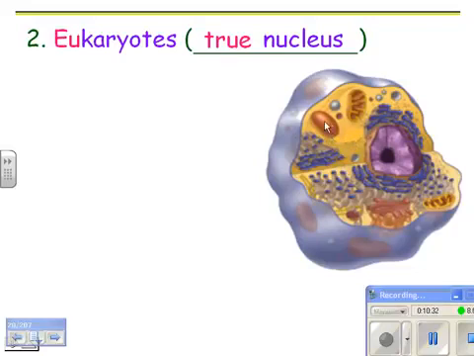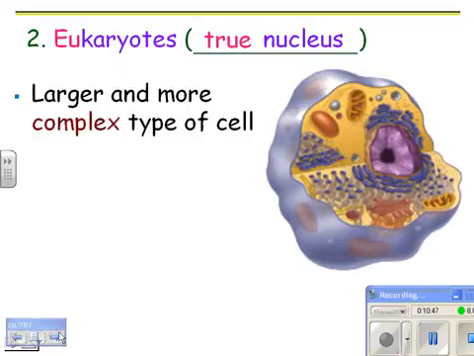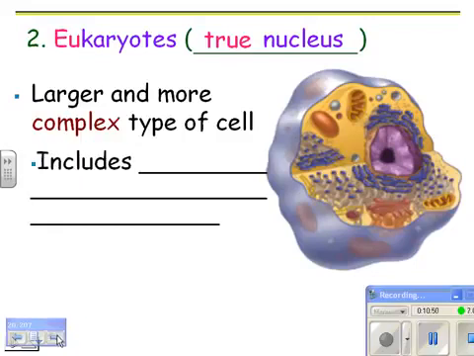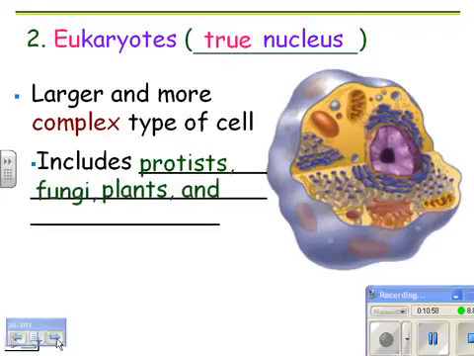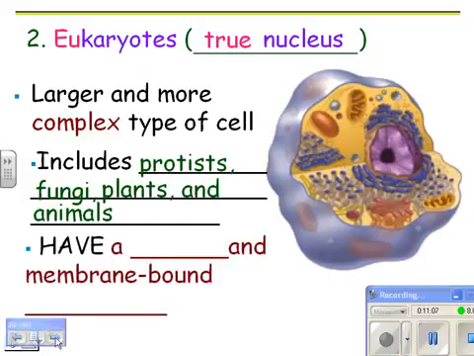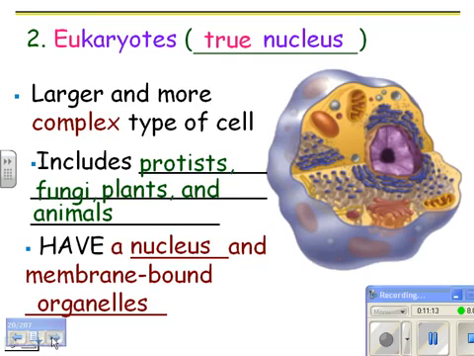But what you should see when you look at this is a whole ton of stuff in here. When there's a whole ton of stuff, that's you. You are made out of eukaryotic cells. And just don't confuse it with eubacteria. Okay, so they are larger and more complex. They include protists. Those are single-celled and eukaryotic, so that's a little bit confusing. They include fungi, plants, and animals. So everything that's not a bacterium is eukaryotic. They have a nucleus, and they have membrane-bound organelles, and they have organelles that don't have membranes in them.